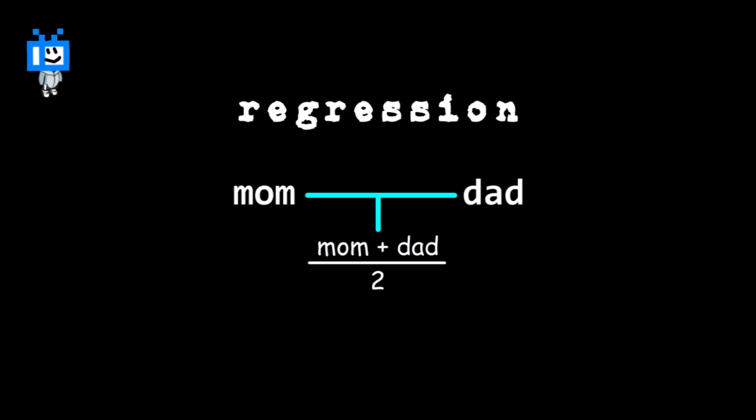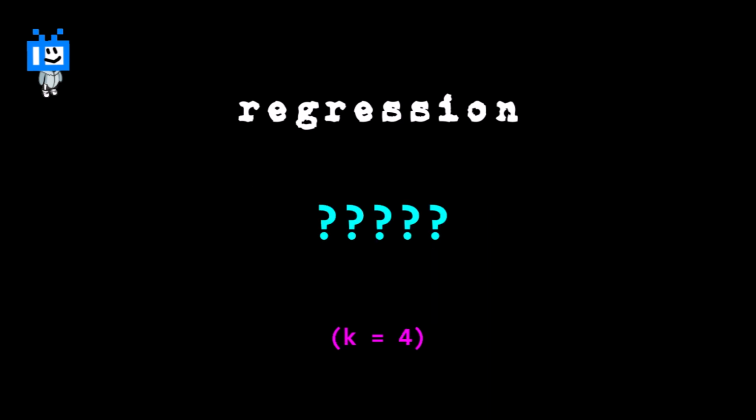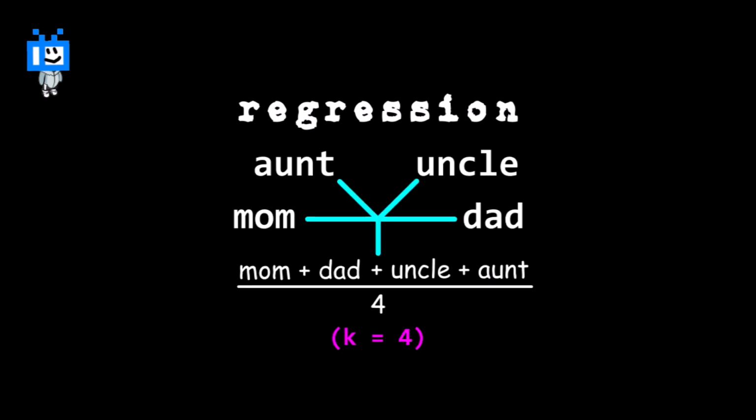Of course, with KNN, the K means how many neighbors it'll have, or in this case, how many parents. So if the neighbor count, or K, was 4, the family tree would be something like this, where the kid would be mom plus dad plus uncle plus aunt over 4. Crazy, right? It actually is crazy, which we'll see once we apply it here.